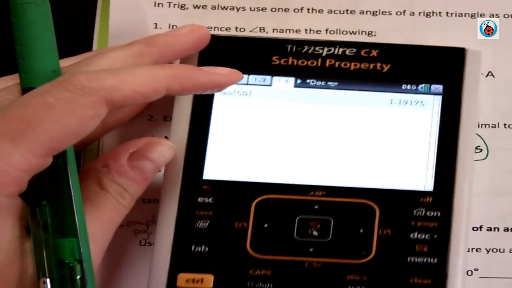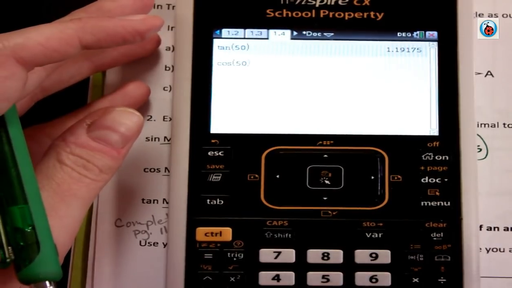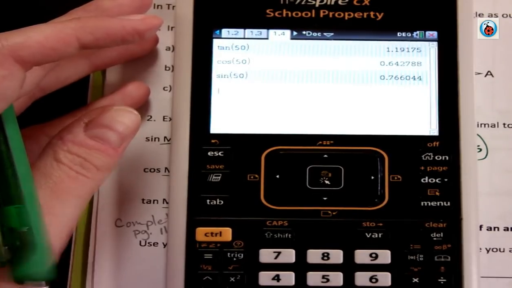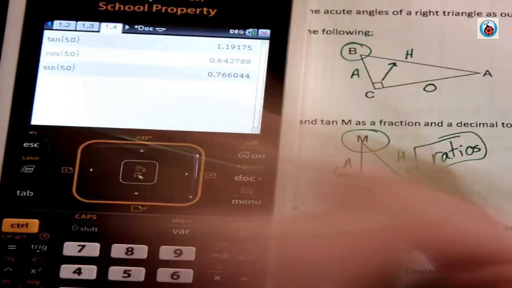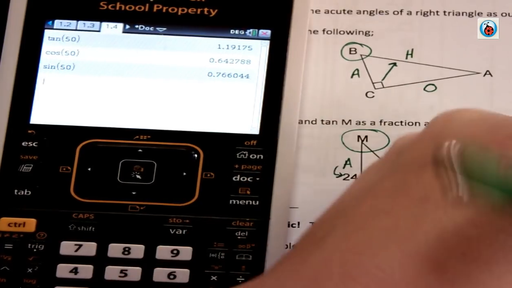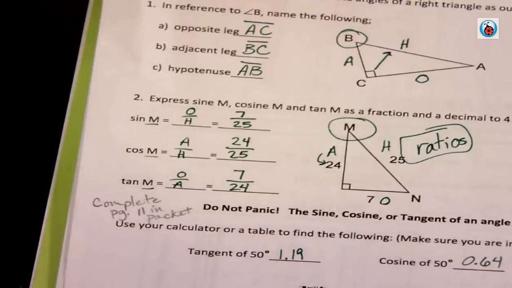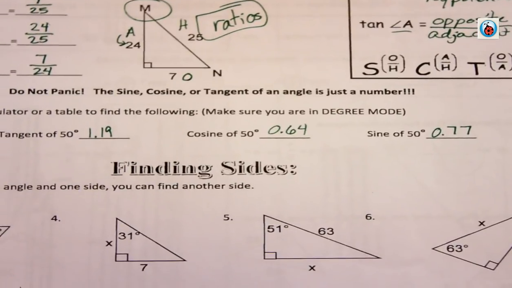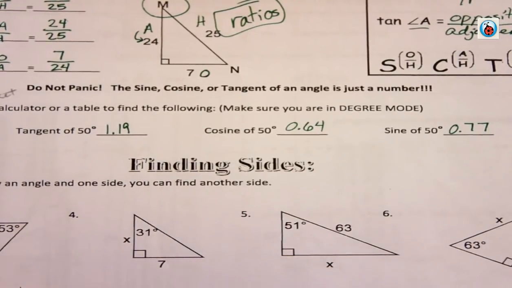So now cosine, trig, cosine, 50. I'm going to go ahead and do the same thing for sine of 50. And then those are the numbers we are looking for. Alright. And so that is just a little tutorial on how to put sine and cosine into the calculator. But that's all we're looking for on this sheet of paper right here. Is just tangent of 50, sine of 50, cosine of 50. Okay? And that's how you use your calculator.